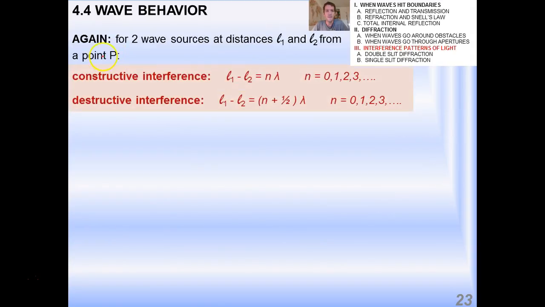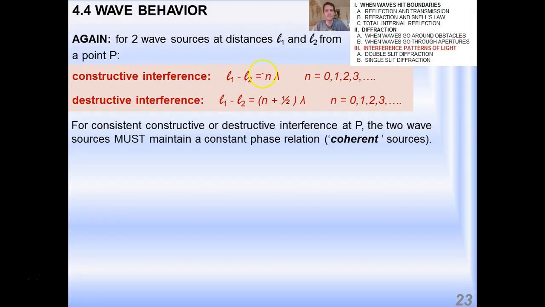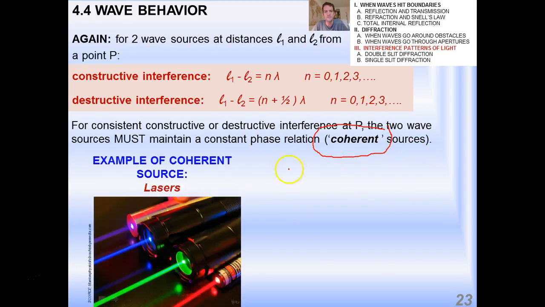Okay. So again, for two wave sources at distances L1 and L2 from a point P, constructive interference occurs when the path length difference is an integer multiple of the wavelength, destructive when it's n plus 1/2 multiple of the wavelength. So for consistent constructive or destructive interference at P, the two sources must maintain a constant phase relation. This is what we mean by coherent sources, okay? So they're always in phase.